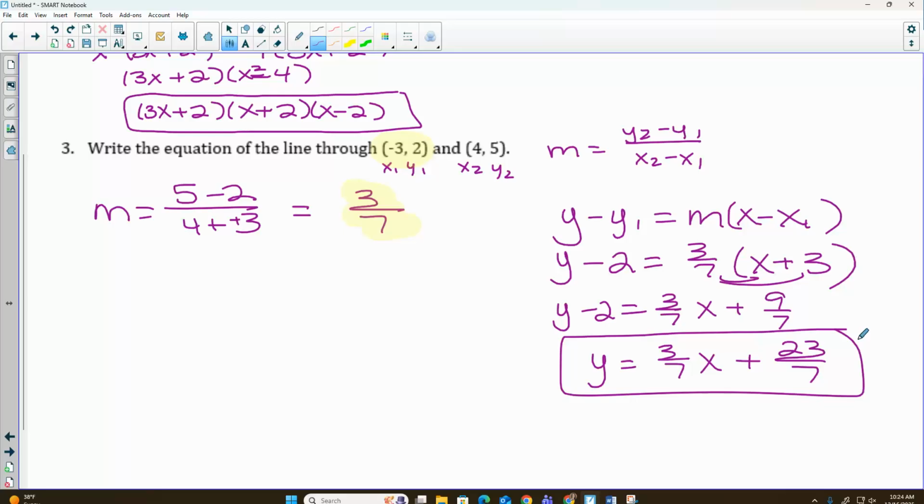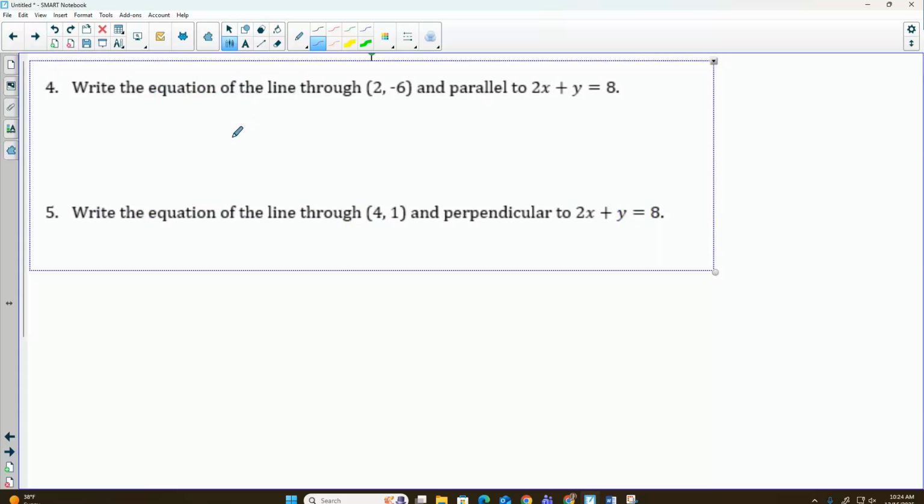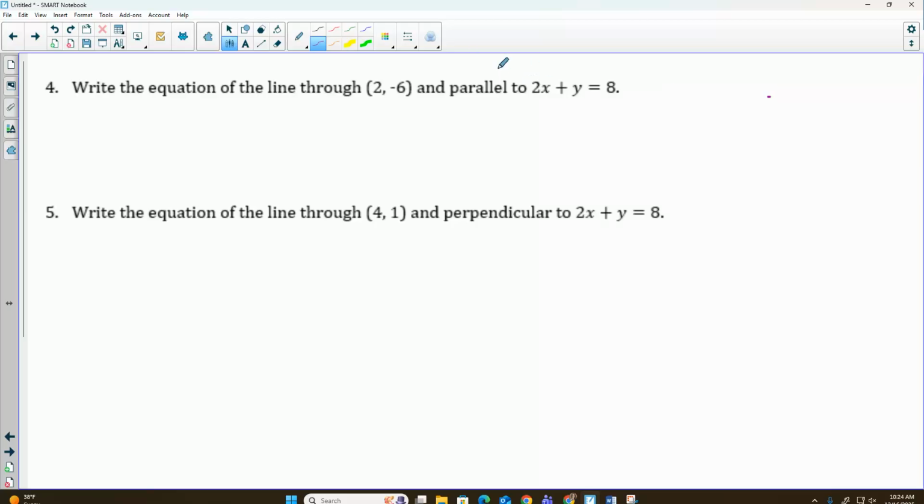Are we doing okay on those? All right. 4 and 5, do we want to work these out? Okay. If it's parallel, we have a point, we need a slope. Parallel means what's true about the slopes? Same slopes, yeah. Parallel never cross, those same slopes.